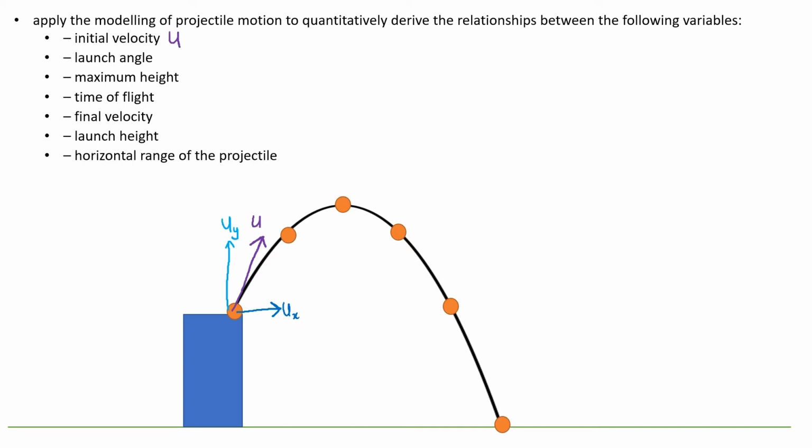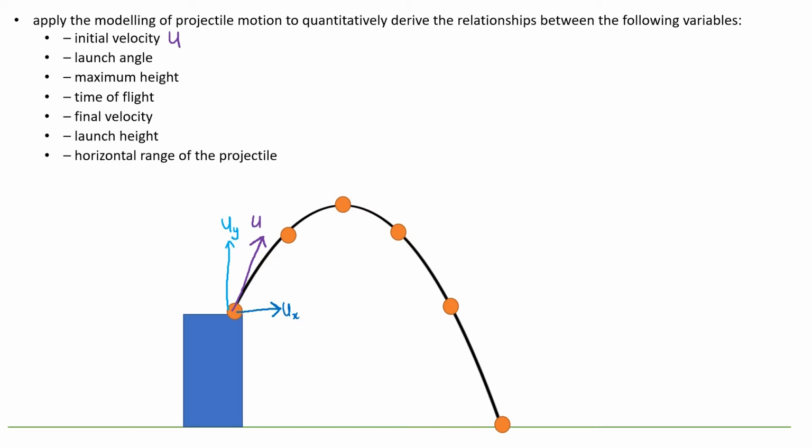As we recall from previously, the reason being that gravity is only acting in the downwards direction, leaving ux to be completely independent. I mean, ux is going to be constant all the way through, right? It's only uy that's going to change as the projectile goes through the flight.